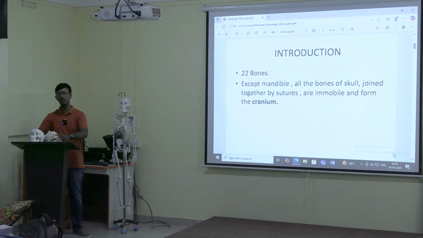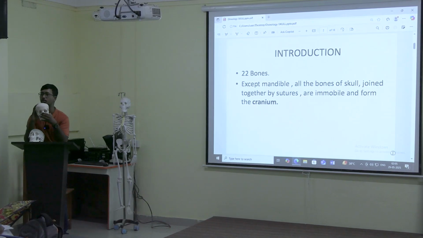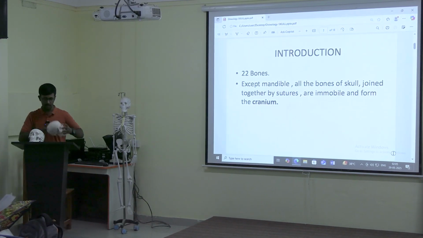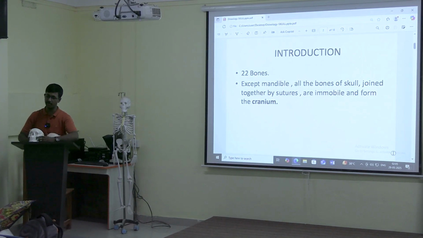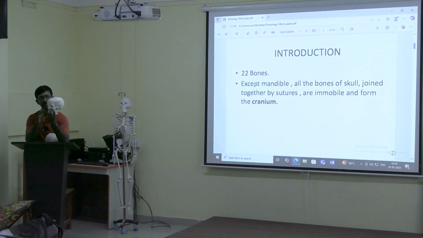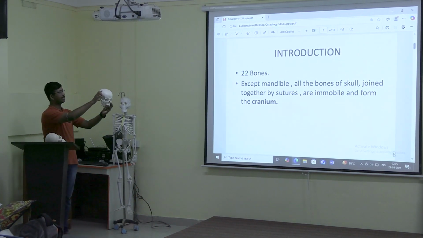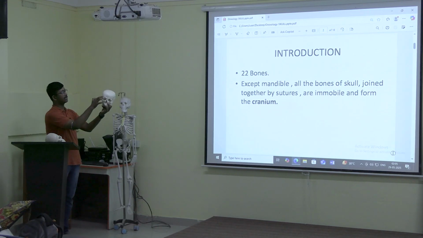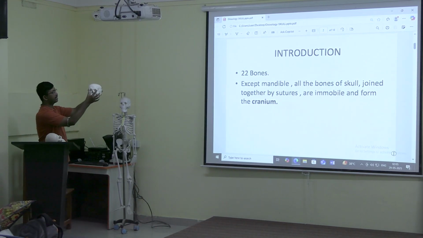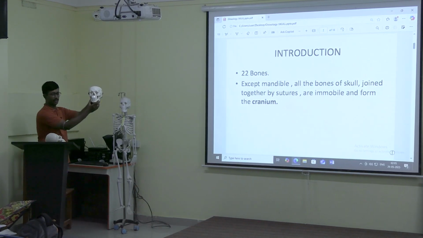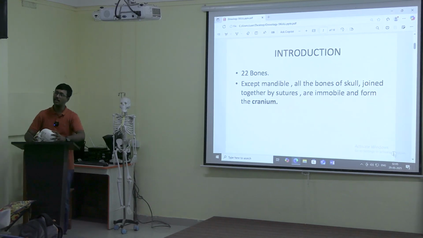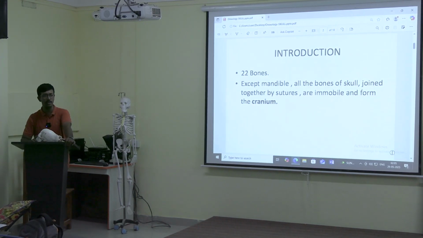Basically the whole skull comprises 22 bones in total. Now the skull is divided into two parts. One is your cranial skeleton, another one is your facial skeleton. So this is your cranial skeleton. This whole part is your cranial skeleton. And this anterior face part is your facial skeleton. The cranial skeleton is also known as neurocranium and the facial skeleton is known as viscerocranium.